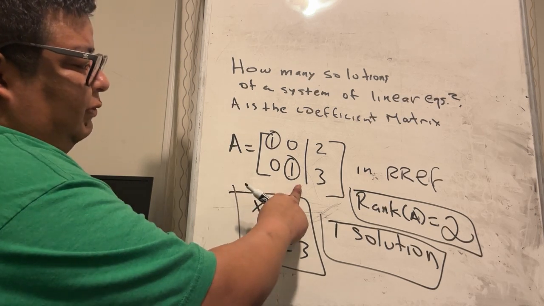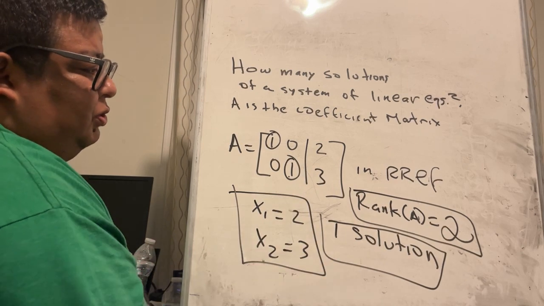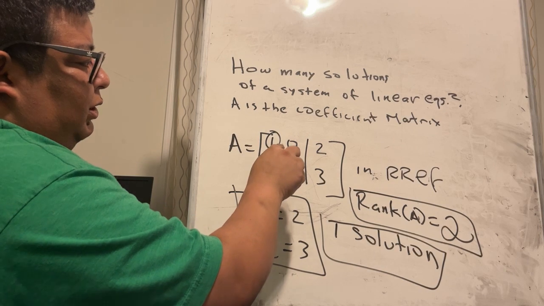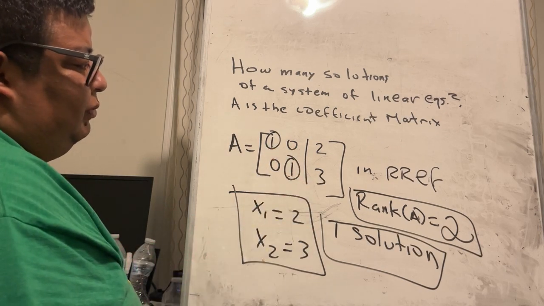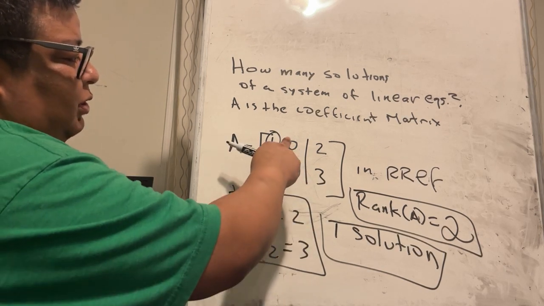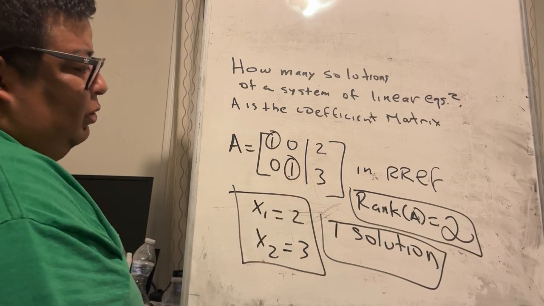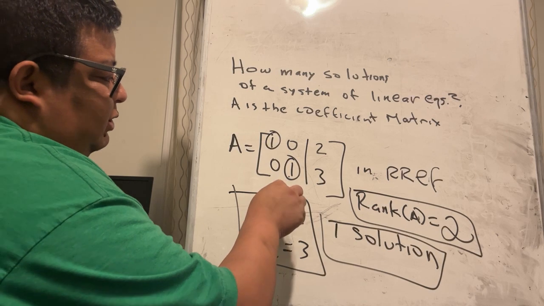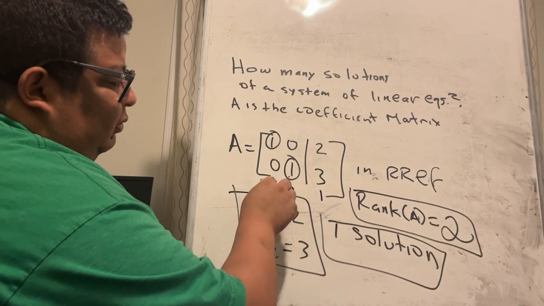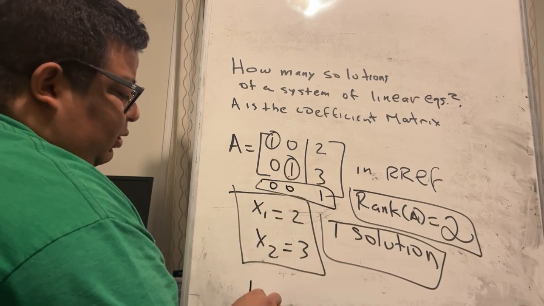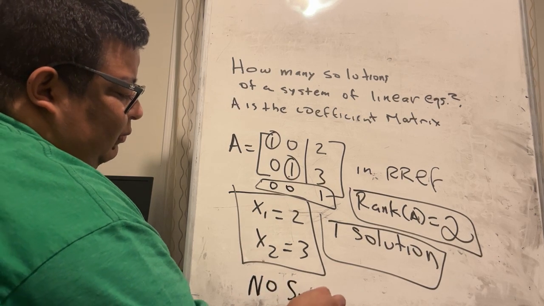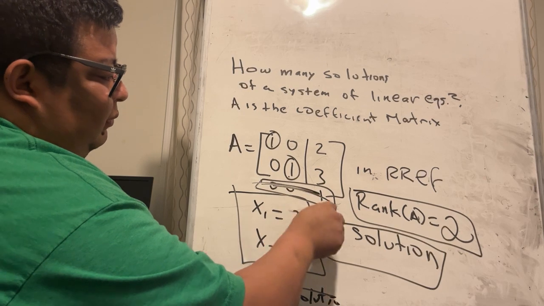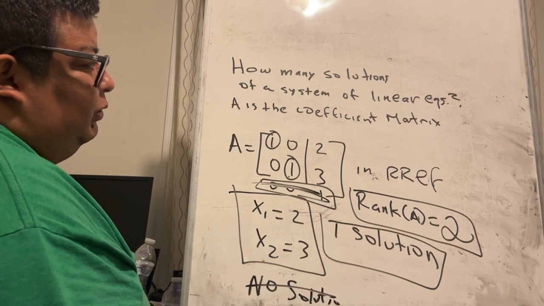When you have a free variable, you're gonna have infinitely many solutions, and rank is less than the number of columns. And also, if you see something like 0, 0, 1, immediately no solution. But this is not the case here. Okay.